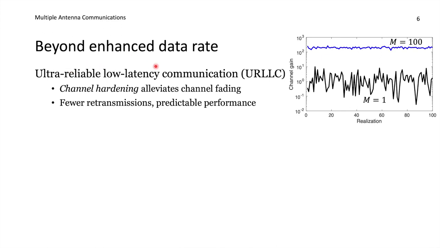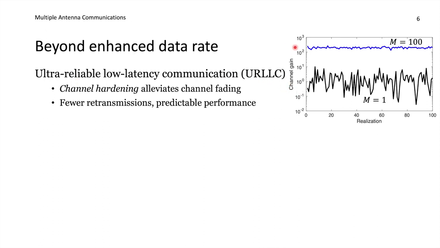And to achieve low latency, you shouldn't try to send very long blocks, which is what is needed to achieve capacity, but you should instead send short blocks, and then you also need to deal with the reliability issues that appear when you send short blocks. The benefit of multiple antenna communications is the channel hardening phenomenon, namely that when you have multiple antennas observing different fading realizations, when you are combining the effect of all of your antennas, you will get a fading variation that is averaging out.